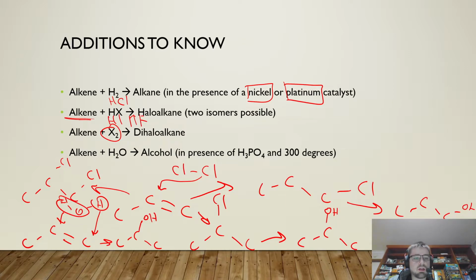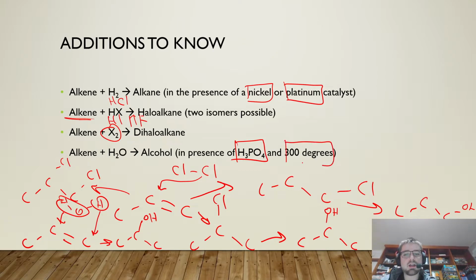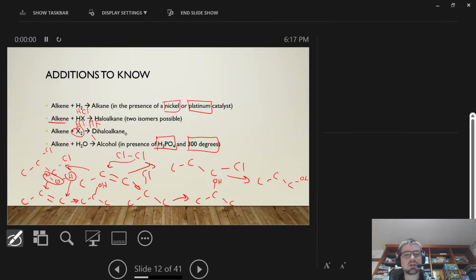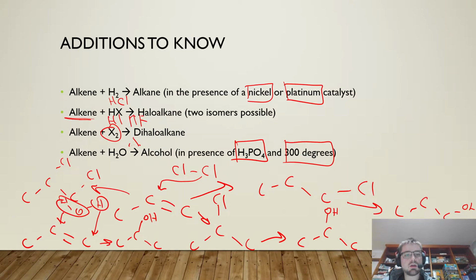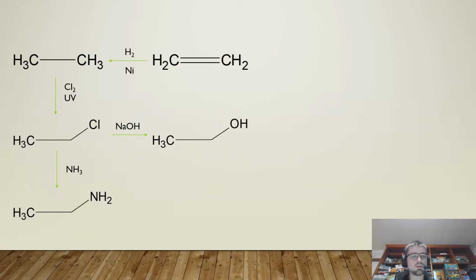And we can see that we could potentially get different isomers here as well. For this one, the reagents that we need are acid, so phosphoric acid is the one that's normally used, and we'd use some heat here. Sometimes you might see the heat written as just a delta over the arrow there. So let's add those onto here.